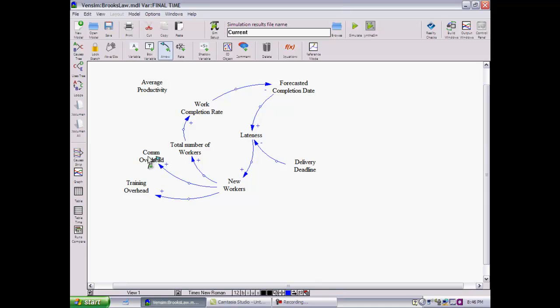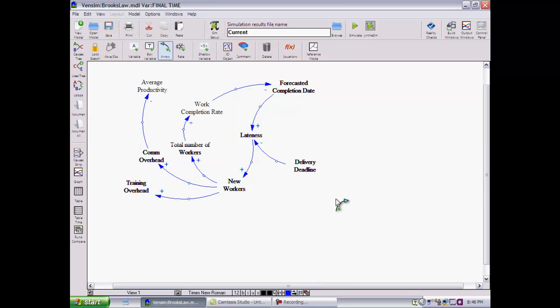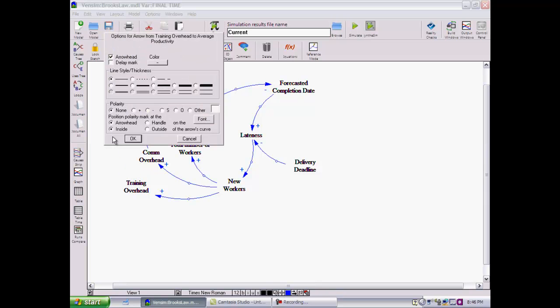What this tells me is there is a relationship from communication overhead to average productivity. And I think you can guess what the polarity of that link would be. That would be a negative polarity. Why? Because the cause is communication overhead, the effect is average productivity. As communication overhead increases, average productivity decreases, so it's a negative link. By the same logic, you would have a negative causal link connecting training overhead to average productivity. So here I would put a negative link.